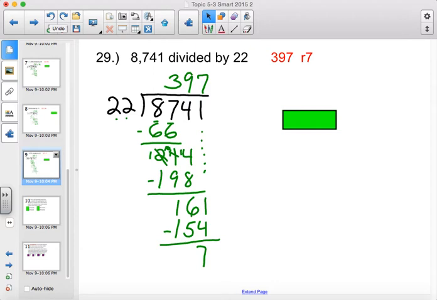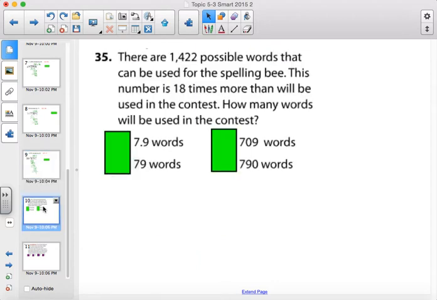Erase your board. And here's a word problem for you. See if you can solve that word problem, number 35. I will pause the video. Okay, kids, I'm going to start it up, and the majority of students have answered.